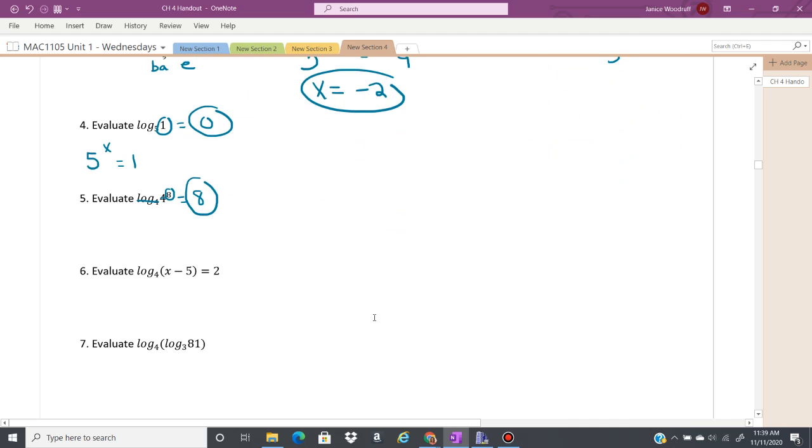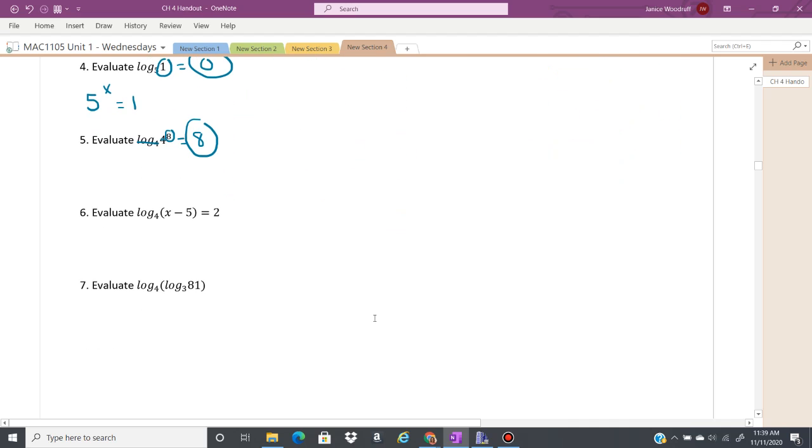And then let's see what we've got here. For number 6, you have a base of 4, an answer of x minus 5, an exponent of 2. So 4 squared equals x minus 5. Then you just work through that. 4 squared is 16 equals x minus 5. I'm going to add a 5 to both sides. 21 is my x.